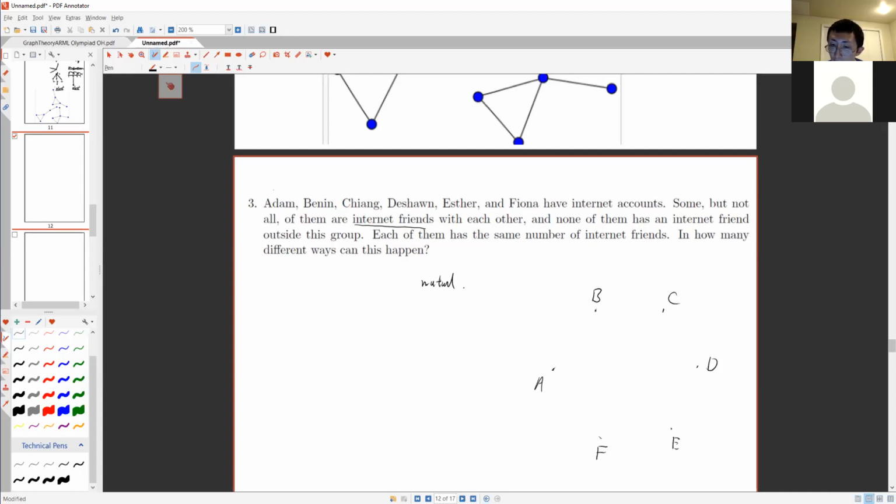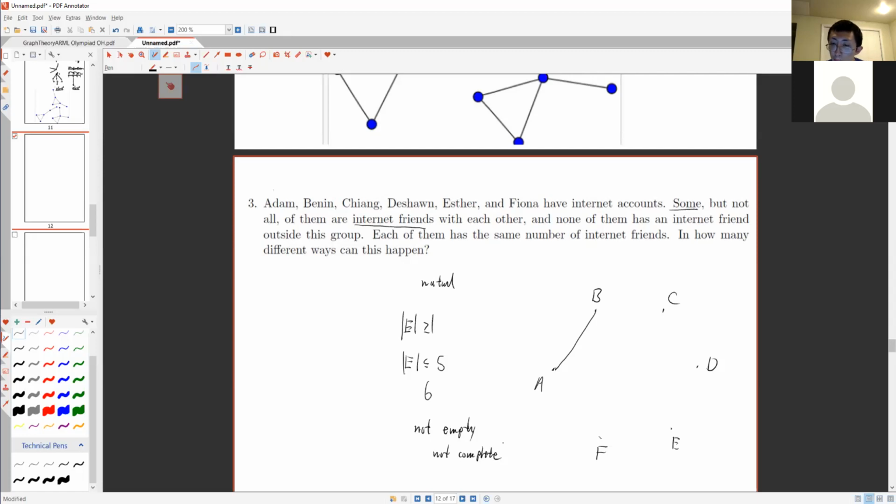So let's see. Some, but not all, right? Some means the number of edges is at least one. Not all means it's not the complete graph on 6 vertices, so it's not like everyone has exactly 5 friends. So it can't be the complete graph and it can't be the empty graph. So not empty, not complete.